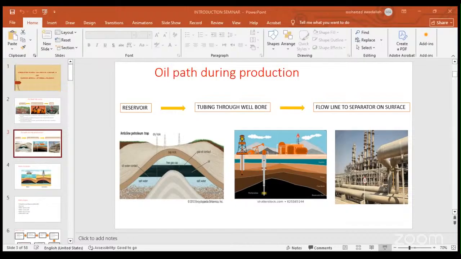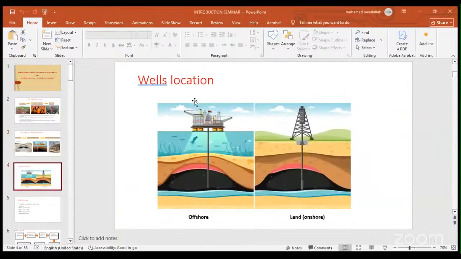So moving to the next slide. I hope the next slide changed. So as we can see here, we have two different types of location. We have wells that may be drilled on land, which is called onshore, and another which is offshore. Sir, we are still on slide number 3. Okay. So give me a second here.